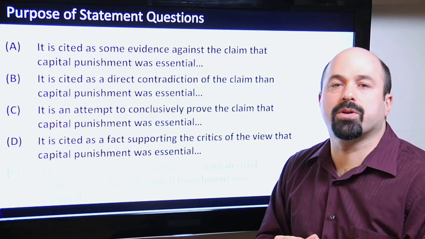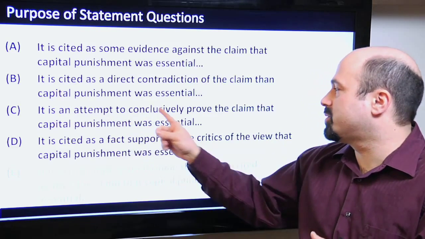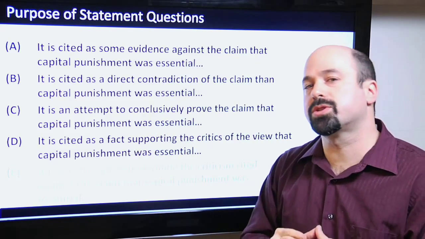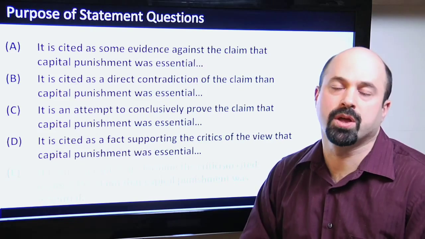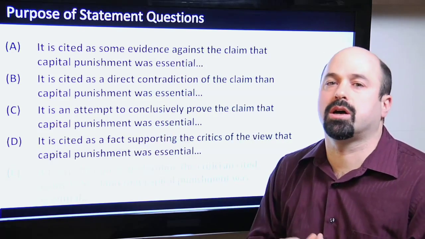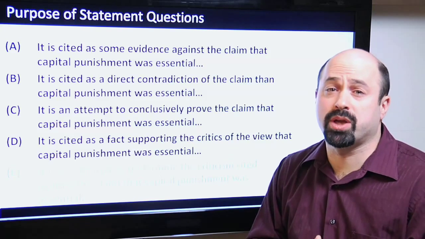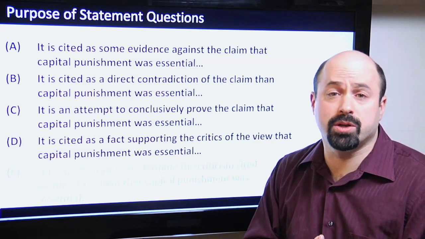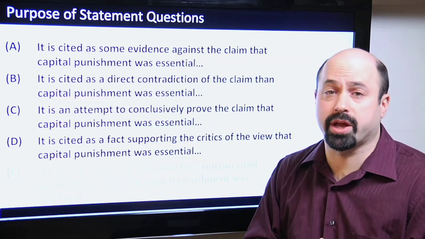C is another typical wrong answer type. It is an attempt to conclusively prove the claim that capital punishment was essential, which goes in the right direction, but it goes too far. So in this case, we had three that went in the wrong direction and one, C, that's too extreme. In the previous one, we had three that were too extreme, one that went in the wrong direction. This is very, very common. You'll see both kinds of wrong answer types as you hit purpose of statement questions.